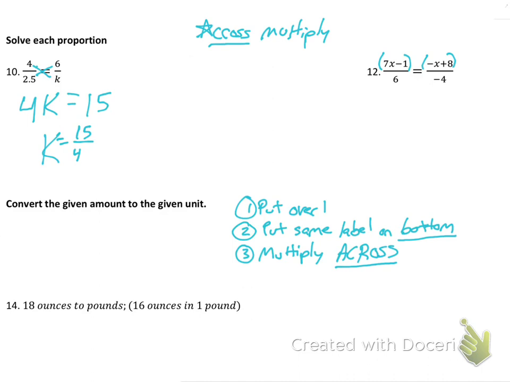So what I'll end up with when I cross multiply that is negative 4 times 7x minus 1 is equal to 6 times negative x plus 8. I'm going to cross multiply that, so now I'm going to have to distribute. We get negative 28x, and then negative 4 times negative 1 is going to be plus 4. It's going to be equal to negative 6x, and then plus 48.